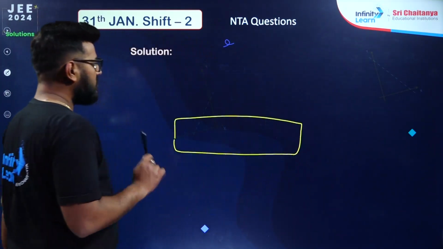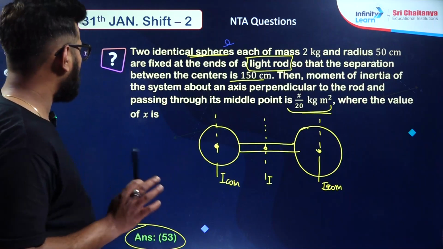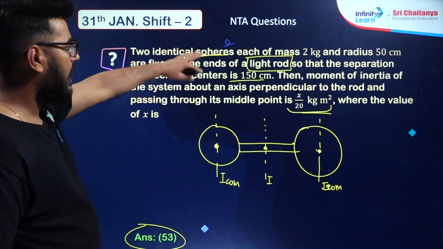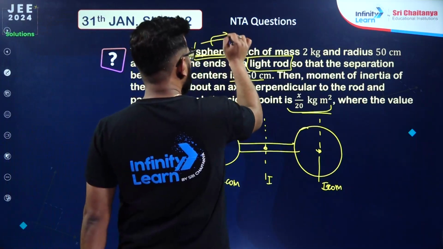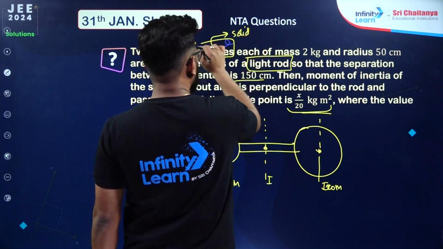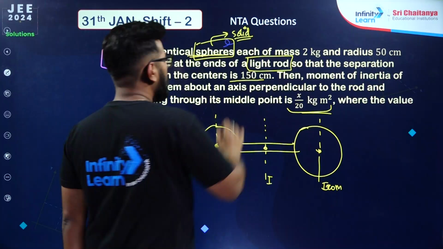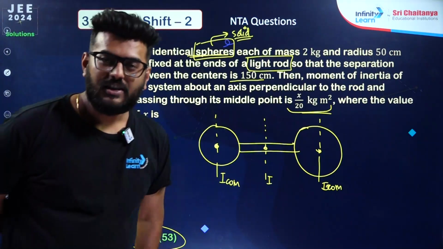One thing to notice over here is that there is no mention of the type of sphere, whether hollow or solid. So in those cases you consider it to be a solid sphere only, okay? I hope this is crystal clear to everyone.